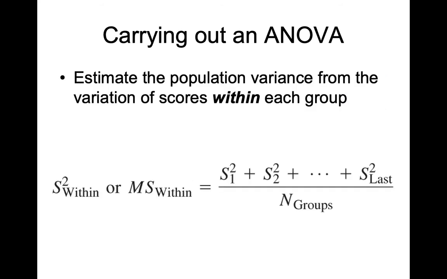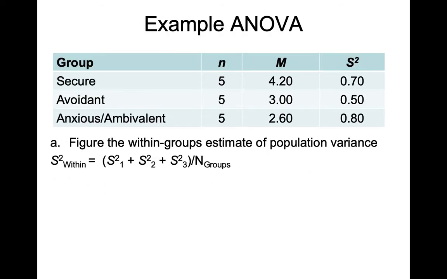So we're going to use our 2 methods for estimating population variance. Our first method is to estimate the population variance from the variation of scores within each group. This is essentially just our pooled variance procedure. All we're going to do is take the simple average of the variance estimates from each sample, and divide by the number of samples or groups that we have. So to do this, we add up our 3 estimates of population variance and then divide by 3 because we have 3 groups.